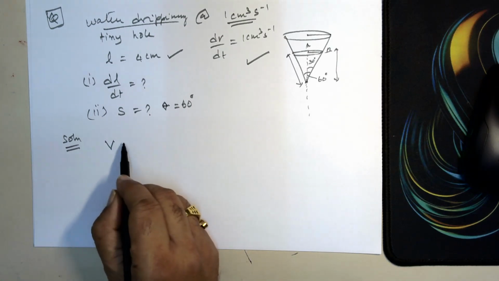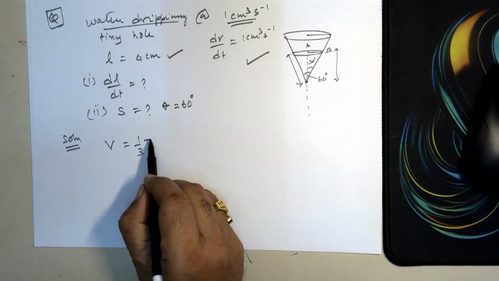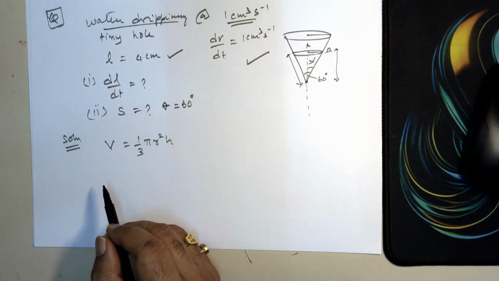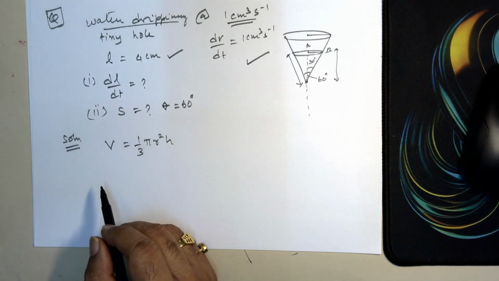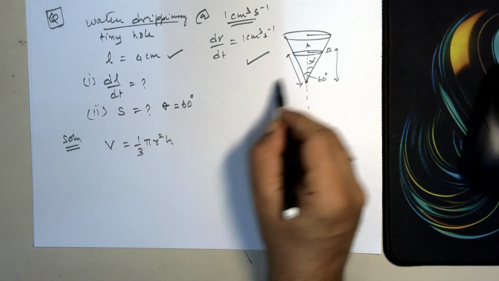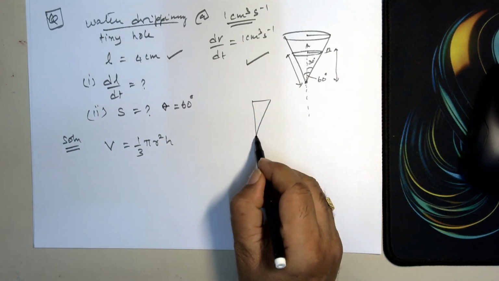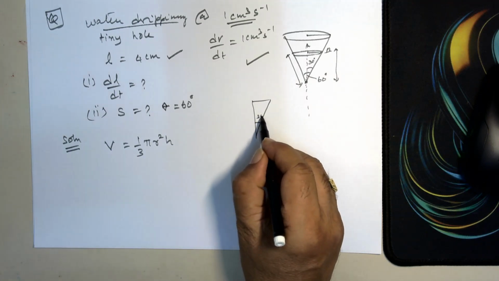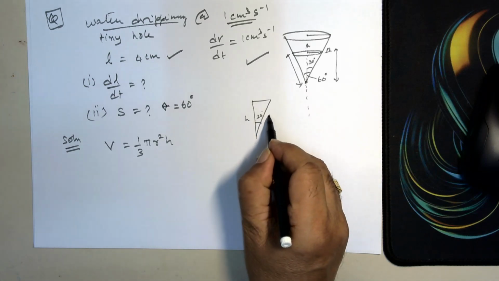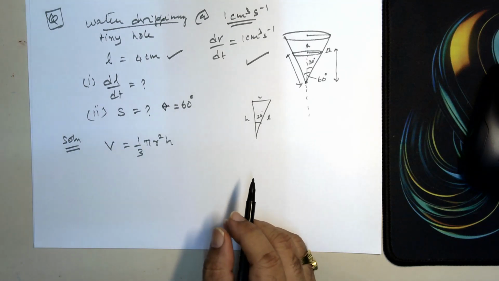What is the volume of water? The volume of water is equal to 1 by 3 pi R square H. And we know already this H can be found out easily. How? For instance, let us consider this right triangle. This is 30 degree, right? And this is the height. This is the L, and this is the radius. Are you able to follow?